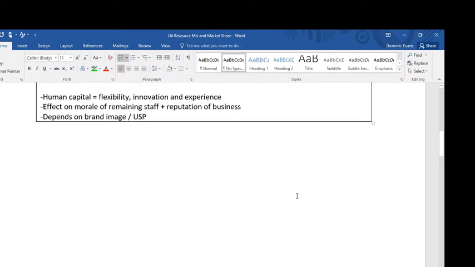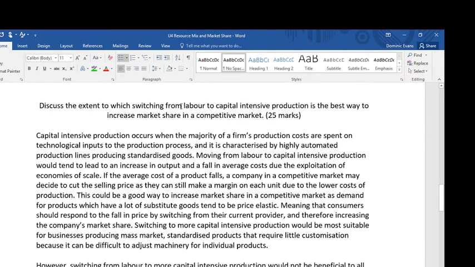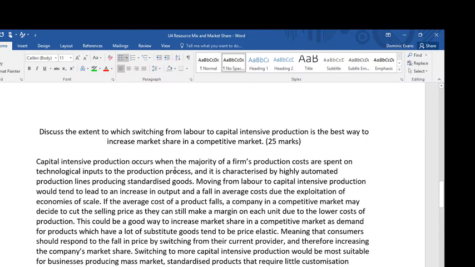So here is my answer to the question, and of course the question is: discuss the extent to which switching from labour to capital intensive production is the best way to increase market share in a competitive market.